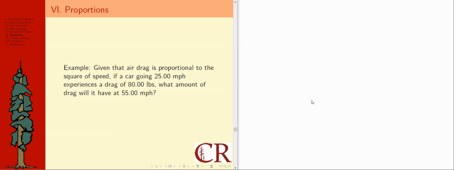So here's a good example of a very maybe practical kind of question involving proportions. And it turns out what's stated here is roughly correct for reality. So it's kind of pseudo-realistic, I'll say. It says, given that air drag is proportional to the square of speed, say for a car, if a car going at 25 miles per hour experiences a drag of 80 pounds, what amount of drag will it have at 55 miles per hour?